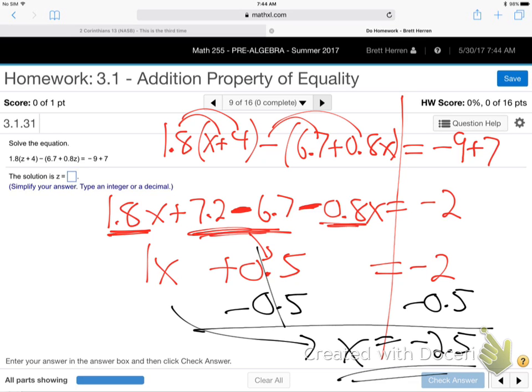Did we get it? How many got that? -2.5 answer? About 60% of you. Questions I can answer on that one? I don't think I understood where the -2 came from. -2? Oh, the -9 plus 7. Okay, made that -2. Good. Other questions I can answer?